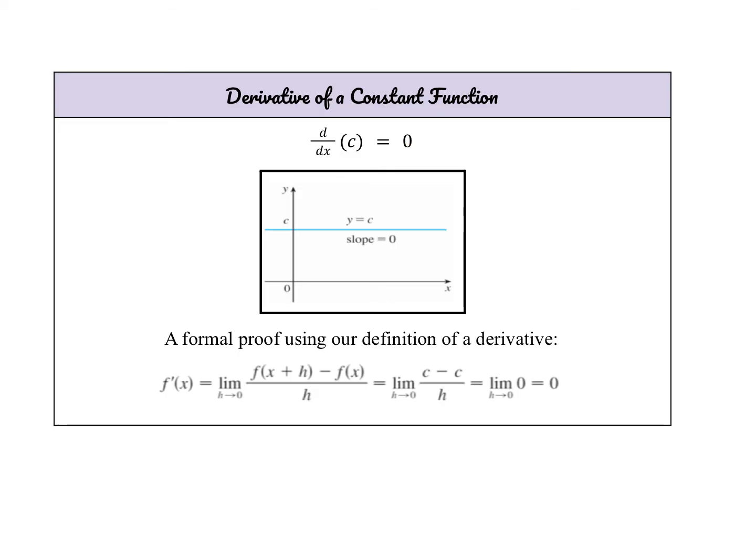So again, this is just a definition, but it is pretty intuitive. Here's a formal proof right here. You could do the limit process for this, and it's pretty quick, and you'll end up with that same rule, that the derivative of a constant function is equal to 0.